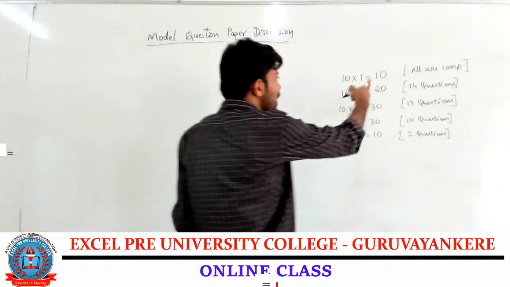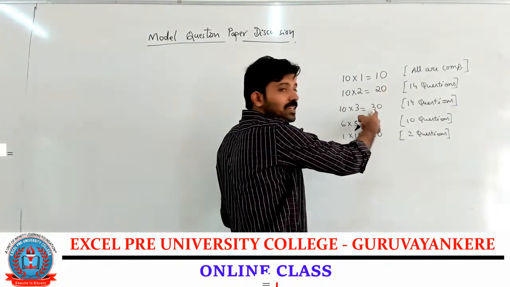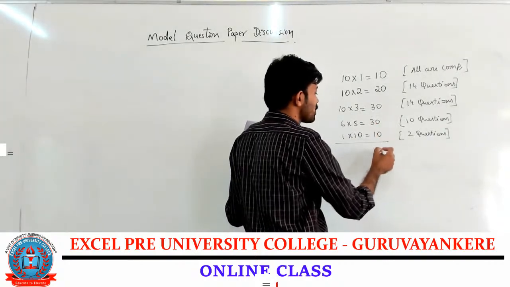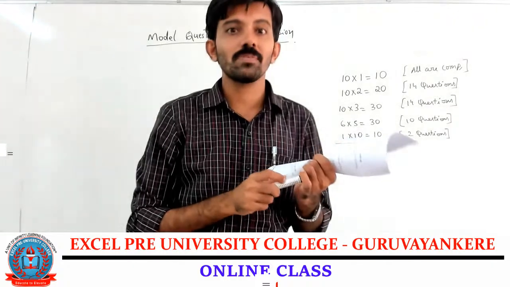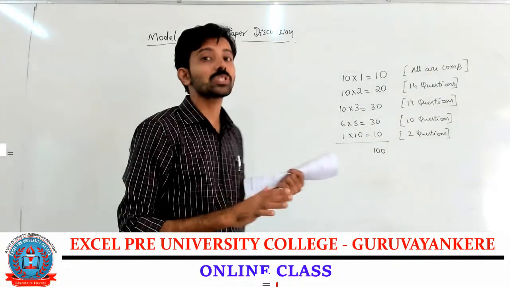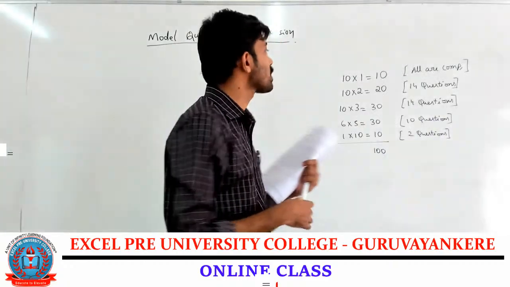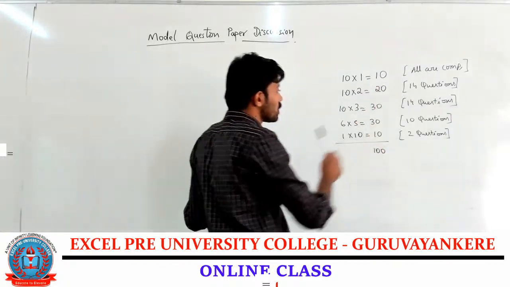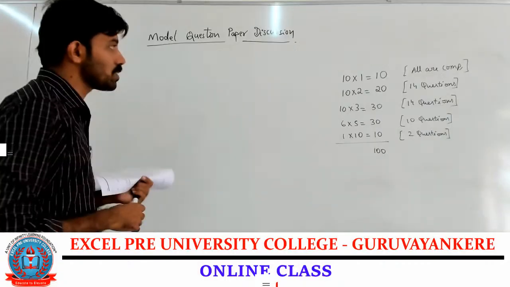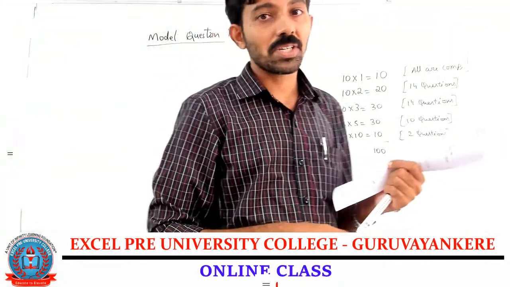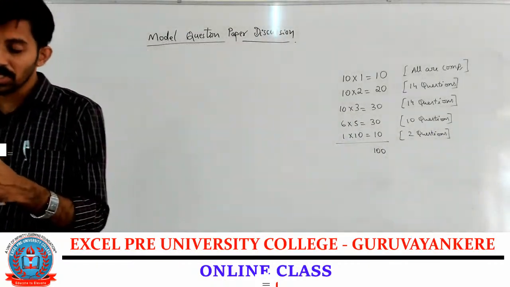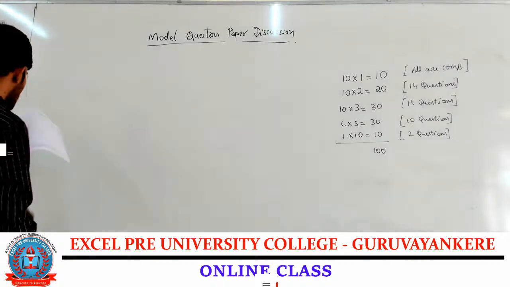Okay. 10 plus 20, 30, 30 plus 30, 60, 60 plus 30, 90 plus 10, 100. Total 100 marks. The question paper will be of 150 marks, including choice. So this is the pattern of the question paper, and we discuss some questions from the model question paper given by Dakshin Kannada District Association.